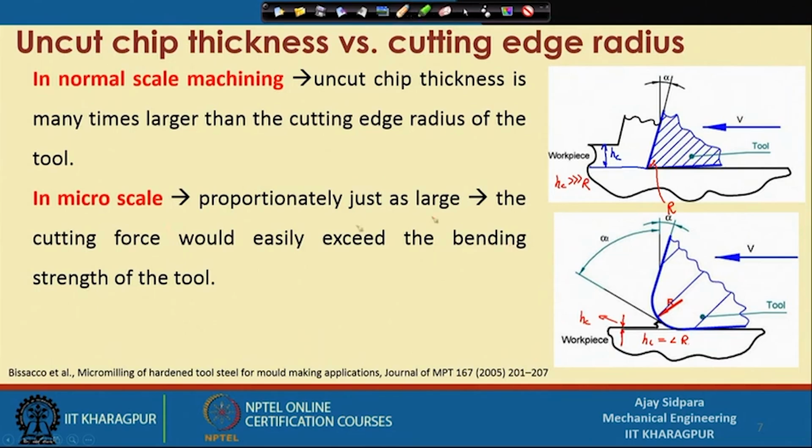Because of that, the cutting force would easily exceed the bending strength of the cutting tool, that we have seen in the last slide. Now you have to apply more force because your uncut chip thickness is very small and your cutting edge radius is very large in this case. So your loading on the tool will be very large, because we know that if you want to cut any material with a blunt tool, you have to apply more force, and if it is sharp, your force requirement will be very low. That happens in any type of cutting. So if you are using a blunt tool, the force you require to cut the material will be very large, and it ends up in breakage of the cutting tool.